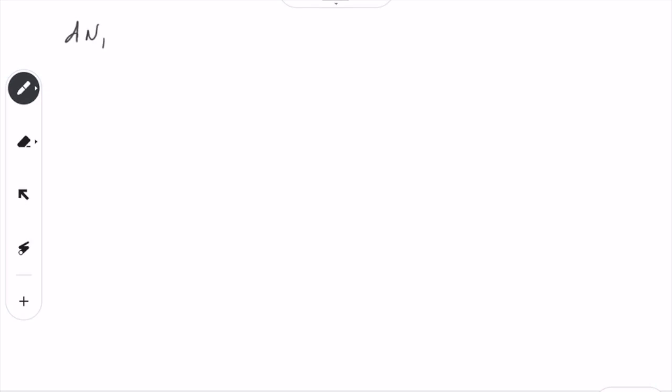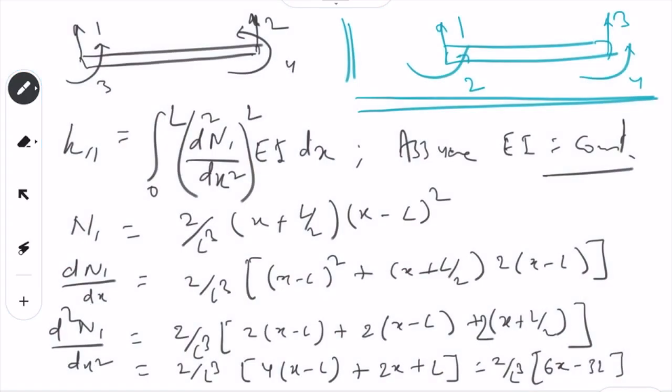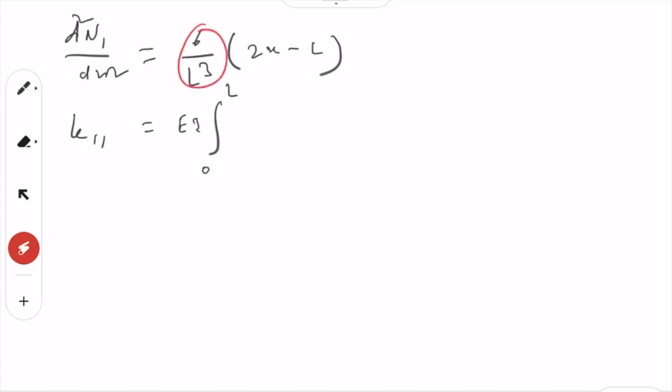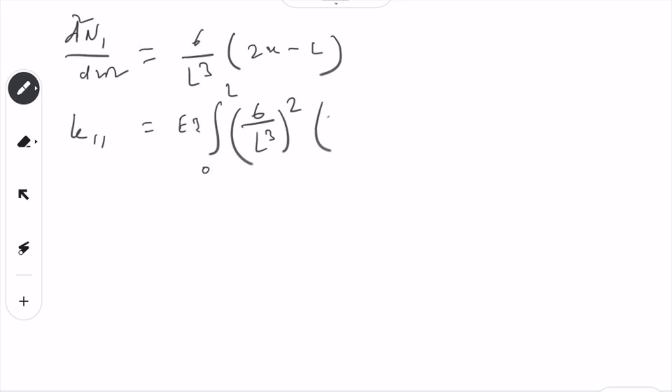So, d²N1 over dx² equals 6 over L³ times (2x minus L). Yeah, so this is what we got. That means K11 is equal to the integral from 0 to L, with EI in common, and we also have this squared: 6 over L³ squared, and then (2x minus L) squared dx.